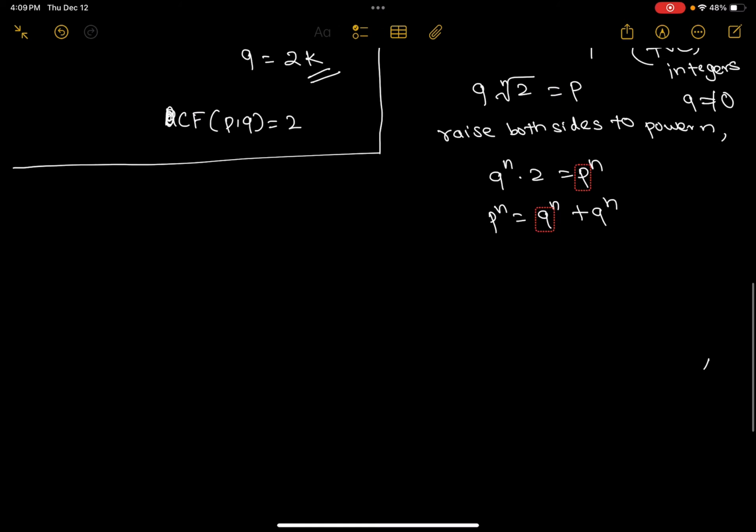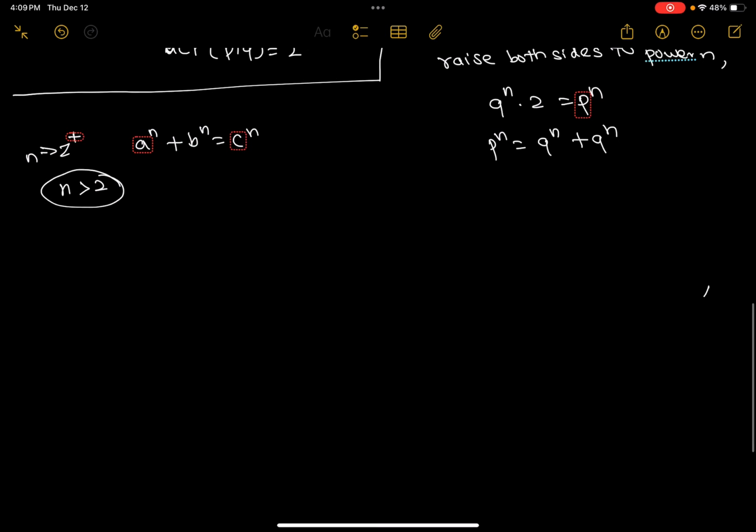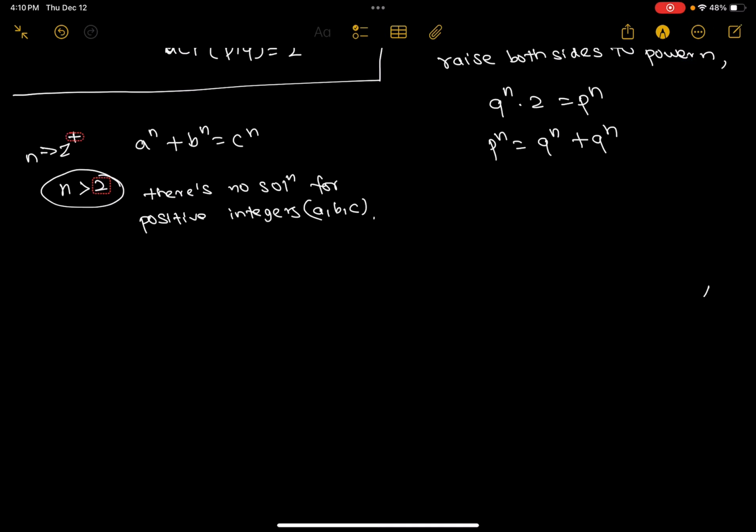Now we'll use Fermat's last theorem, which says that if I have an expression a to the power n plus b to the power n is equal to c to the power n, and n is an integer, please know that n is a positive integer greater than 2, then Fermat's last theorem says that there are no positive integers a, b, and c which satisfy this equation for any n greater than 2, right?